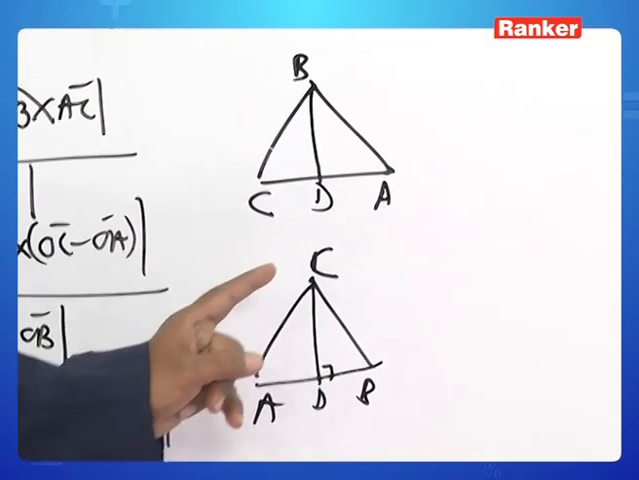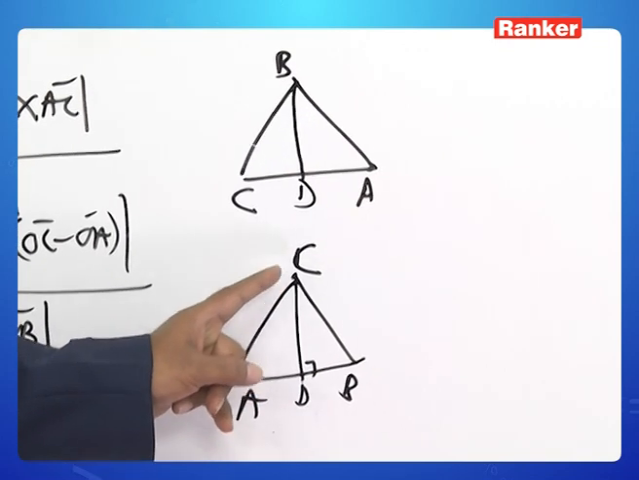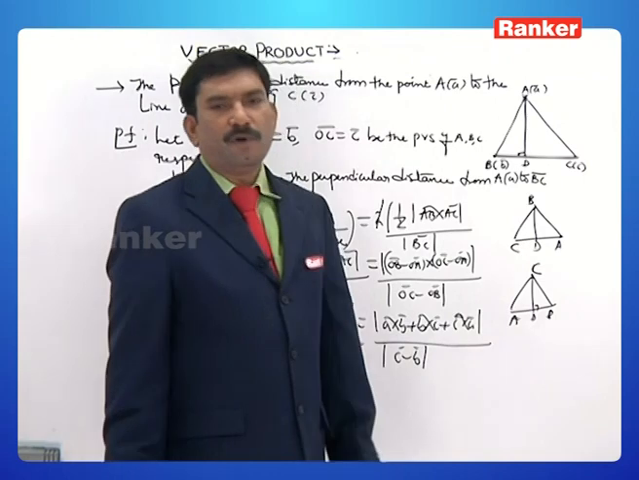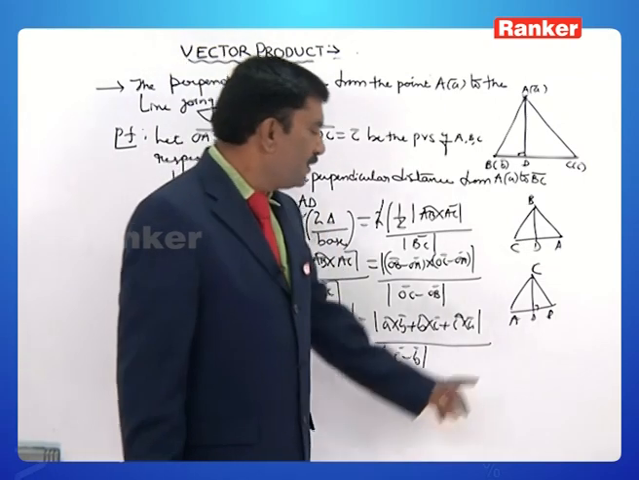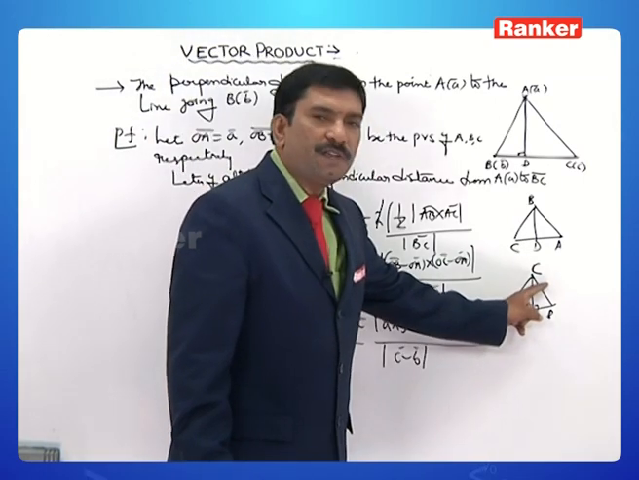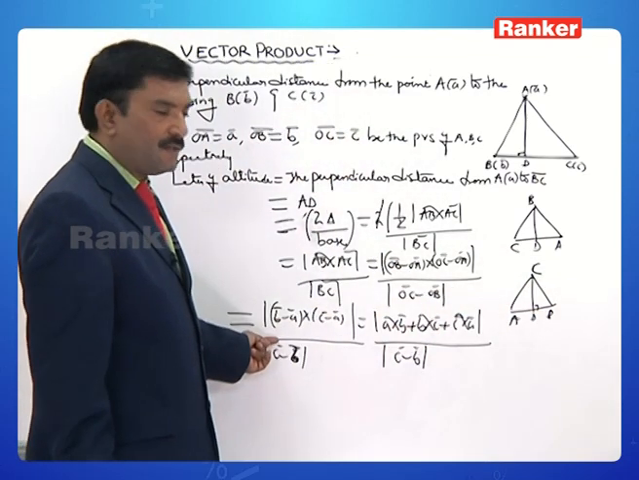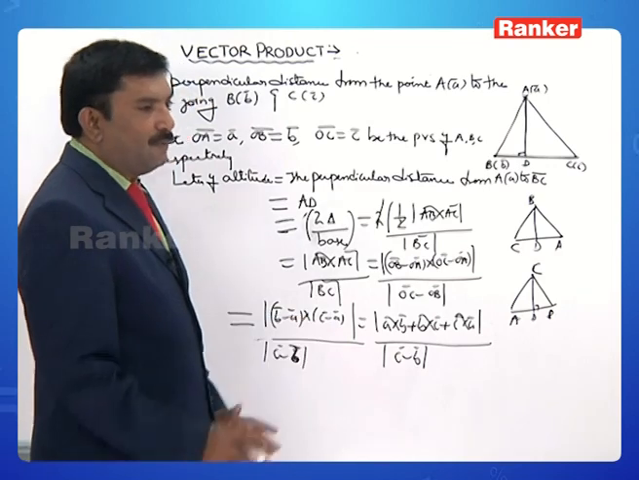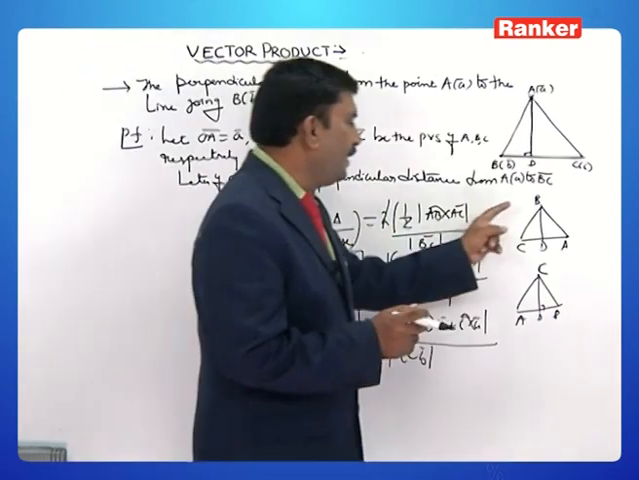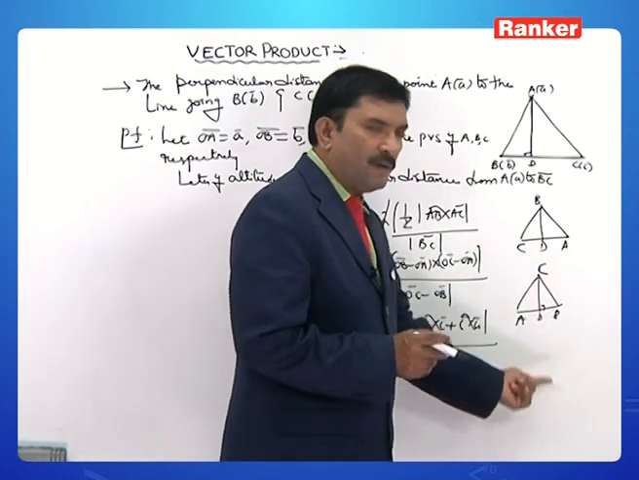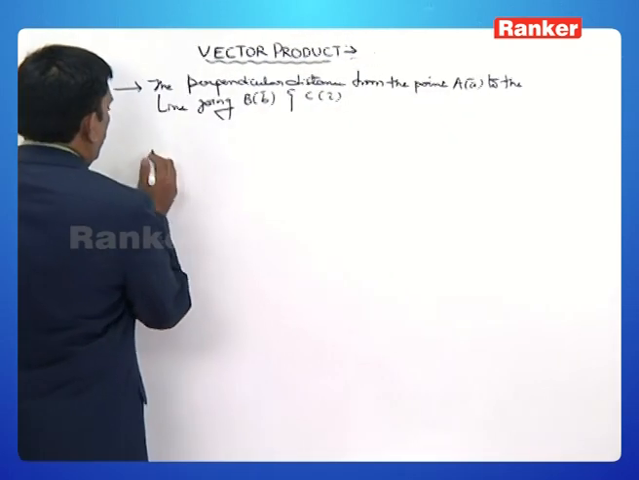Now this is given to be half into CA bar cross CB bar by modulus of BC, modulus of AB, and into twice the area of a triangle. Then it gives the perpendicular distance. In the same fashion, we can write the perpendicular distance from B to AC or CA, from C to AB. Let us see.